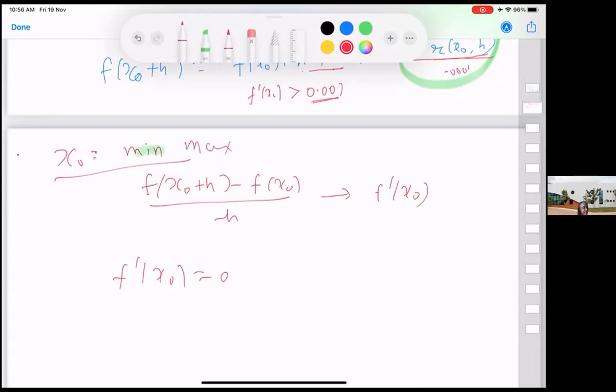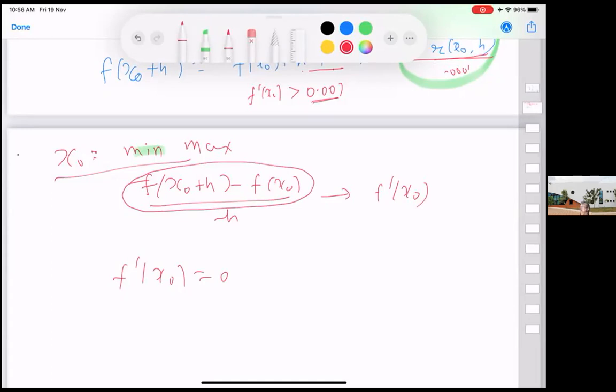If x0 is the maximum, then the numerator now of this part is negative. So by taking h small but positive or negative, the ratio can have both the signs, positive or negative. And both of them being close to f dash x0 will force you that f dash x0 is 0.